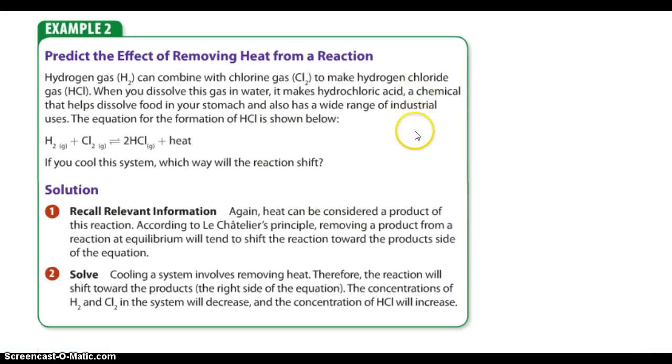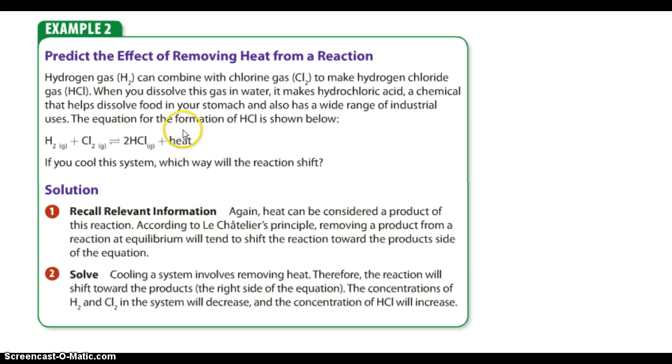Example 2. Predict the effect of removing heat from a reaction. Hydrogen gas can combine with chlorine gas to make hydrogen chloride gas. When you dissolve this gas in water, it makes hydrochloric acid, a chemical that helps dissolve food in your stomach and also has a wide range of industrial uses. The equation for the formation of HCl is shown below. So you have hydrogen plus chlorine yields HCl plus heat.